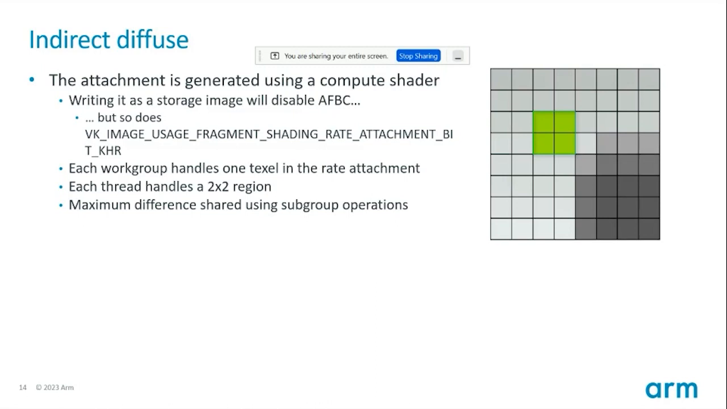Finally, one thread in the workgroup will compare this maximum value we got with the threshold we've selected and write out the resulting shading rate to the image.